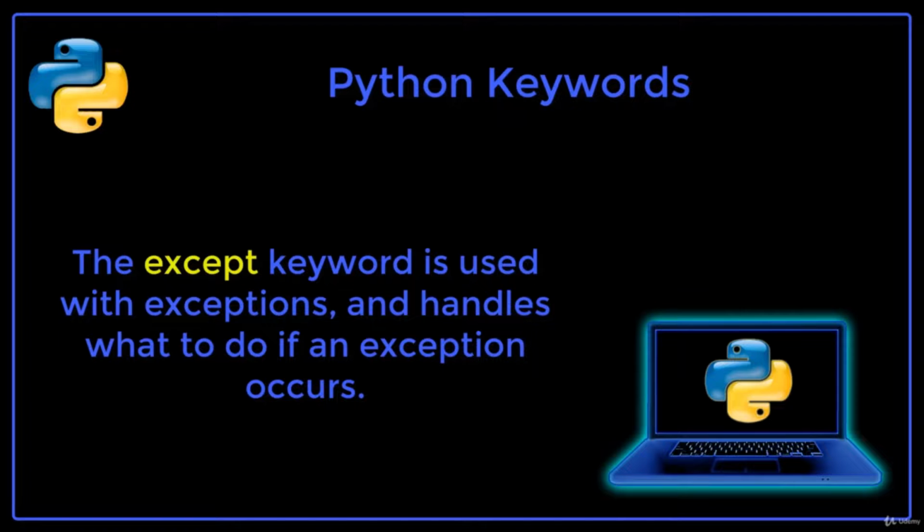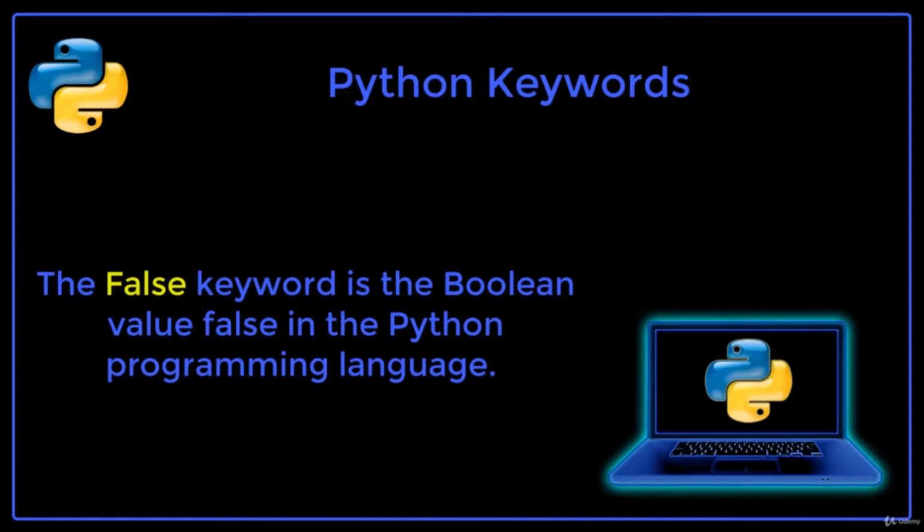The except keyword is used with exceptions and handles what to do if an exception occurs. The false keyword is the Boolean value false in the Python programming language. Please note that Python is case sensitive, and you need to type false with a capital F in order for the program to recognize this keyword properly.